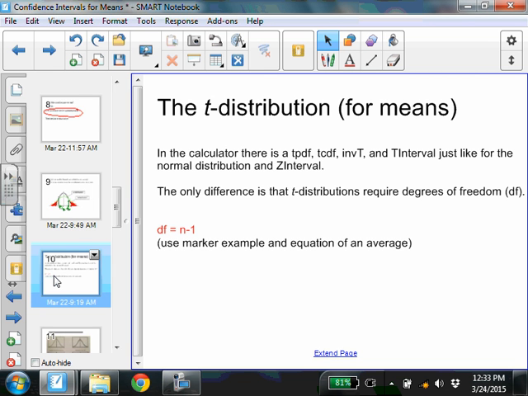But here's the important thing. T is dependent upon what we call degrees of freedom. So the T interval and the T distribution will actually change. The normal distribution never changes. But a T distribution will change with degrees of freedom. And degrees of freedom are just n minus 1. So whatever your sample size is, minus 1.